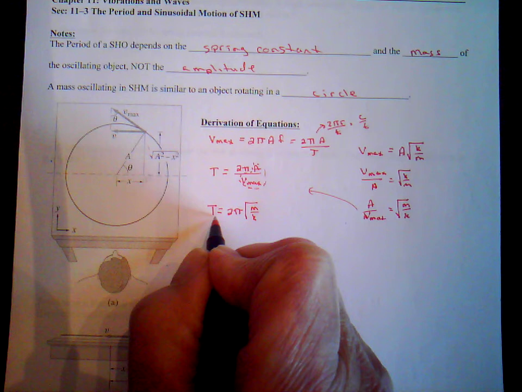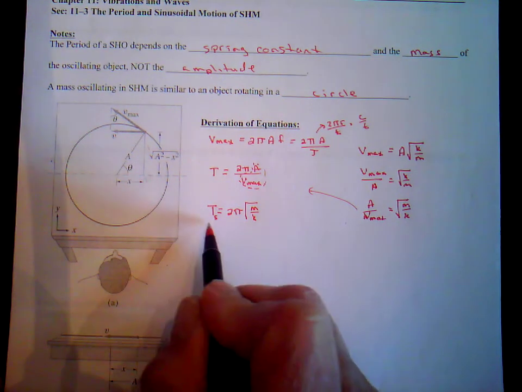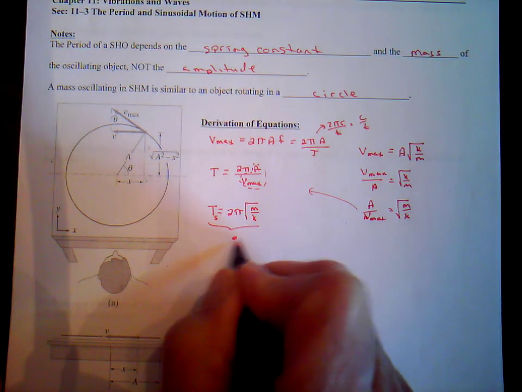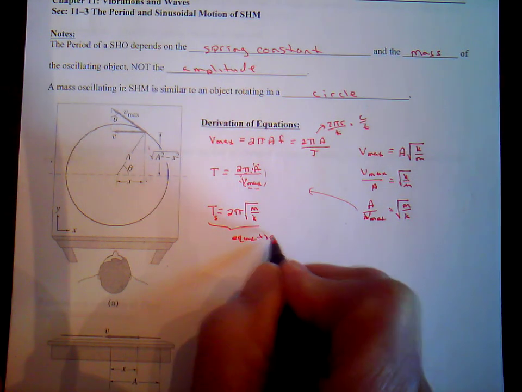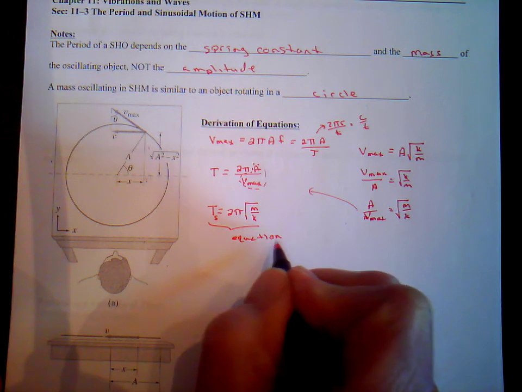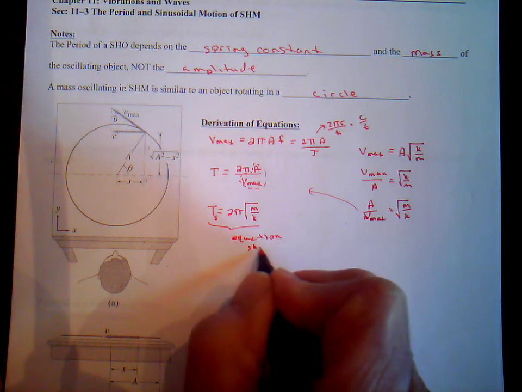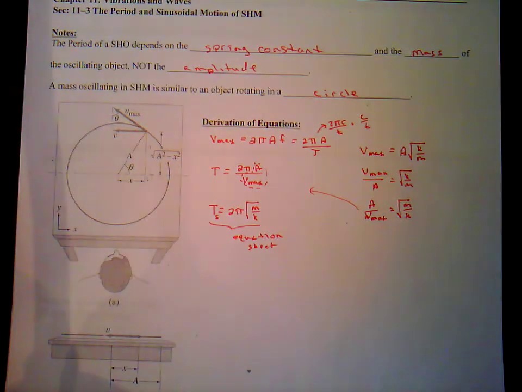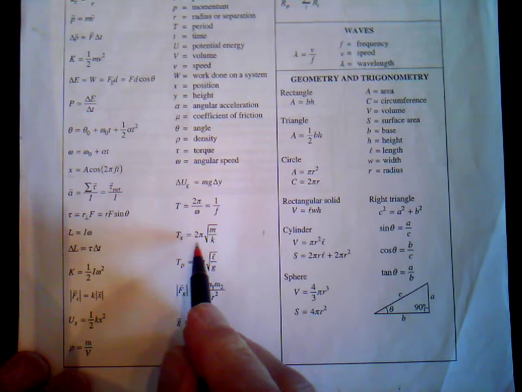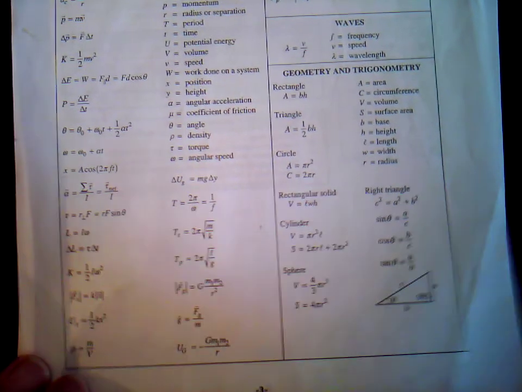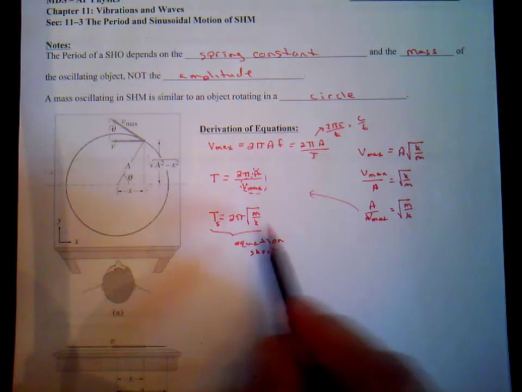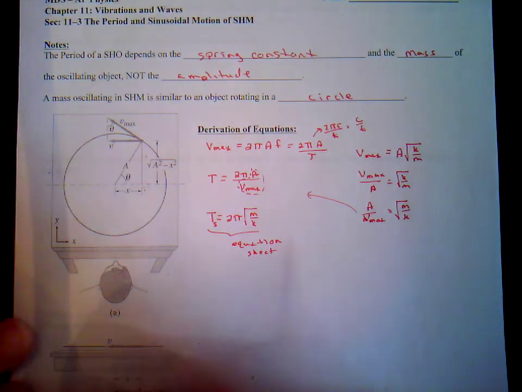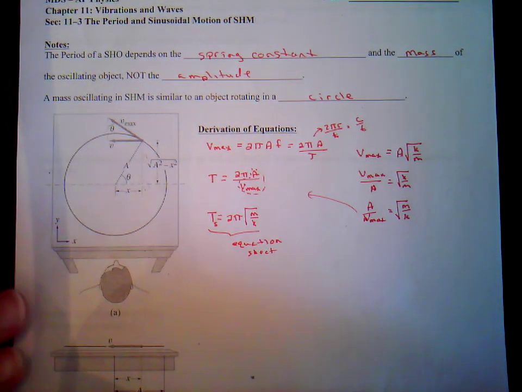And this is the period of a spring. And this is the equation that's on your equation sheet for the period of a mass oscillating on a spring. Take your equation sheet here and take a look at that. This is the period of a spring, 2 pi times the square root of m over k. That's where that equation came from. So that's the derivation of this equation. We'll take a look at a couple more things here on this.